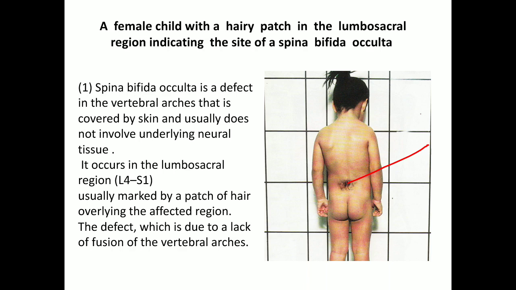And why did this defect occur? Due to lack of fusion of the vertebral arches. So spina bifida occulta is the minor form of neural tube defect that involves the lumbosacral region, L4 to S2, S1, and it is due to failure of fusion of the vertebral arches. This area is covered by skin and a tuft of hair is present here.